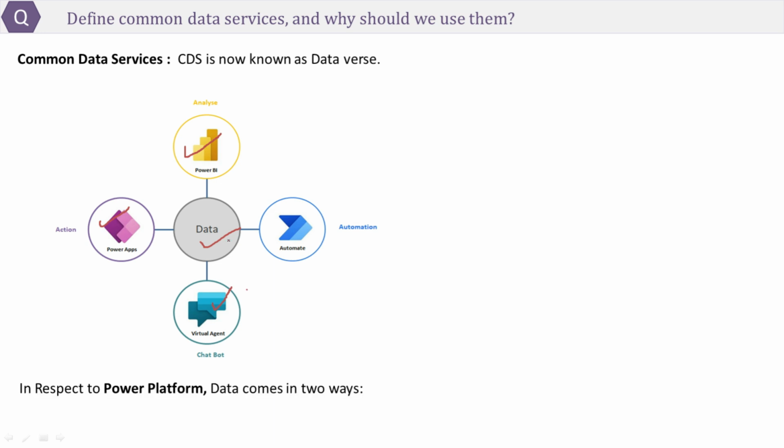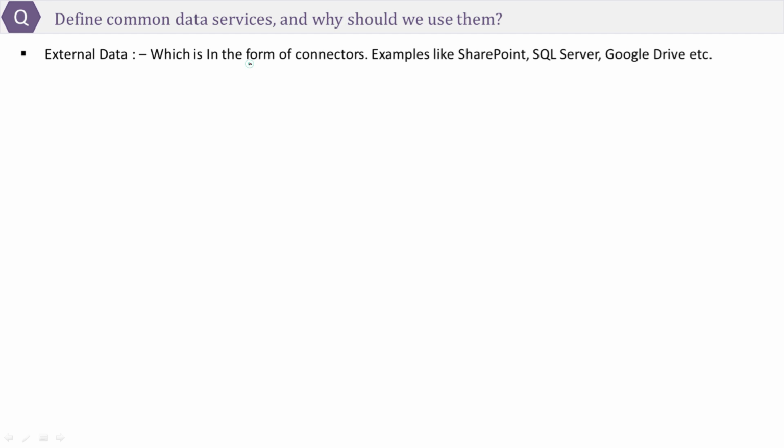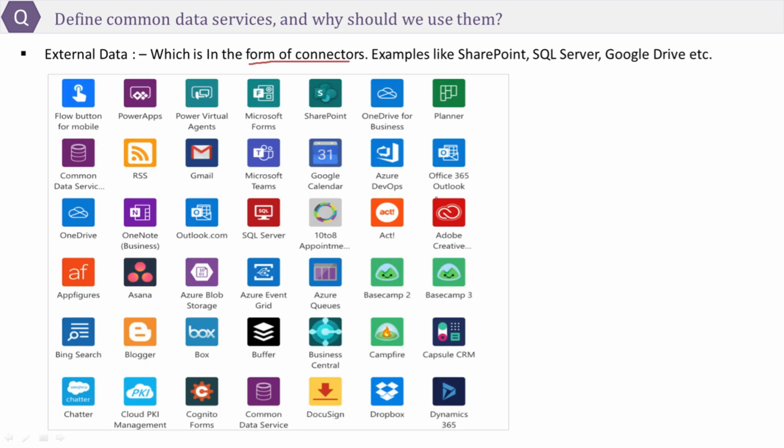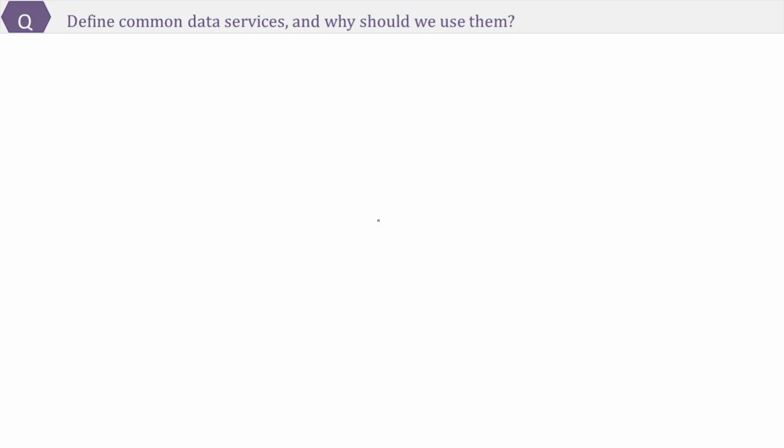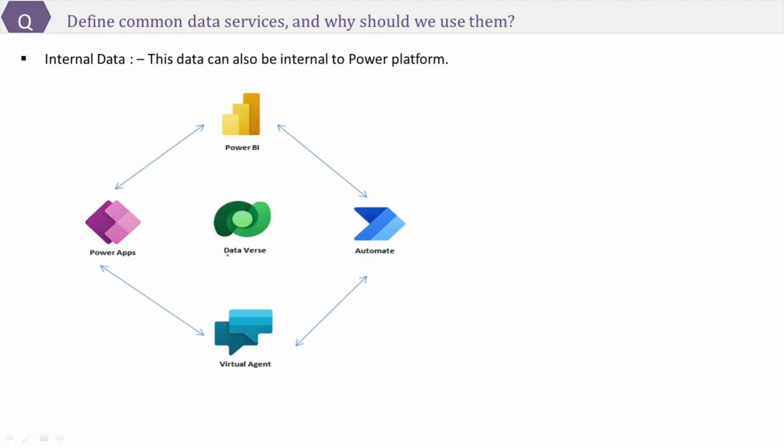With respect to Power Platform, data comes in two ways: external data and internal data. External data is in the form of connectors. The benefits of connectors are that it's easy to connect and there is a huge opportunity to connect various available data sources, for example, SharePoint, SQL Server, Google Drive, and many more. The second one is internal data. This data can also be internal to Power Platform, and the internal data service that Power Apps provides is known as Microsoft Dataverse.